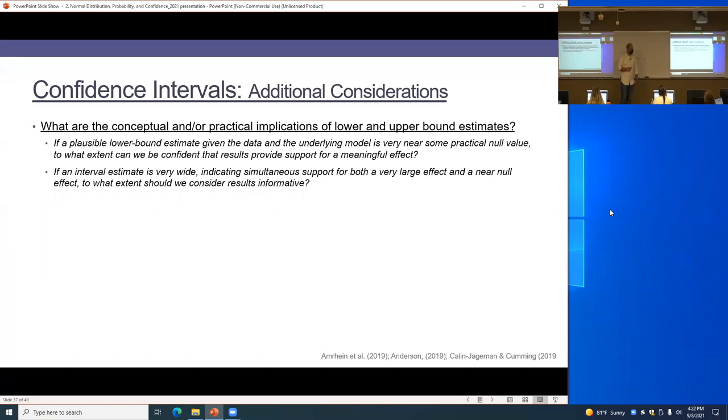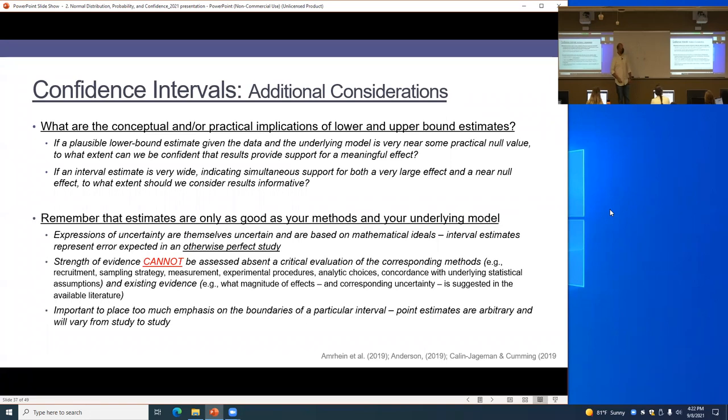If we've got an interval that's very wide, simultaneously indicating support for a very large effect and a near null effect, right? Again, that's like saying it's somewhere between 5 minutes and 3 years. Cool, I don't know what that tells me about the likely time it takes me to turn around a student thesis, right? So a useful interval gives us information that we're able to use more efficiently. But again, remember that our estimates are only as good as our model, our data, and our methods. Expressions of uncertainty are themselves uncertain, in that these estimates are going to jump around a great deal.